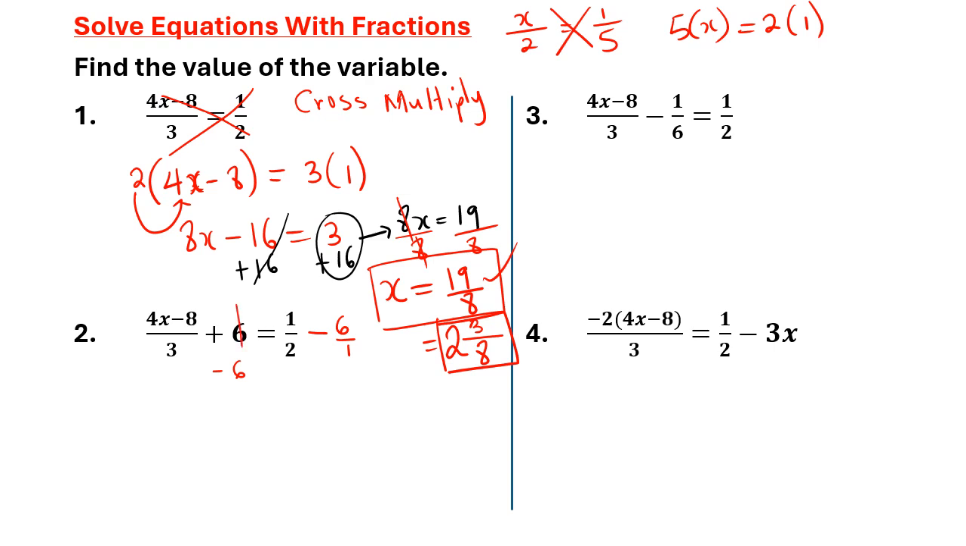So I would cross out the 6 here, because I do not need to do that over here because it's just a single number here on the left hand side. So that goes to 0. So I am now going to write 4x, bring this down, minus 8 over 3. So I did not have to do anything to this one. Now I have 1/2 minus 6, which is over 1.